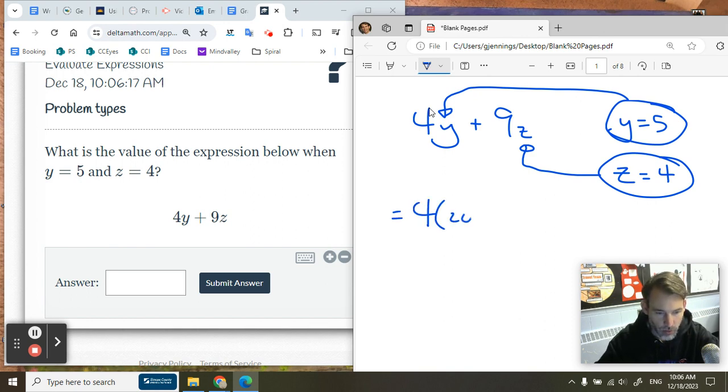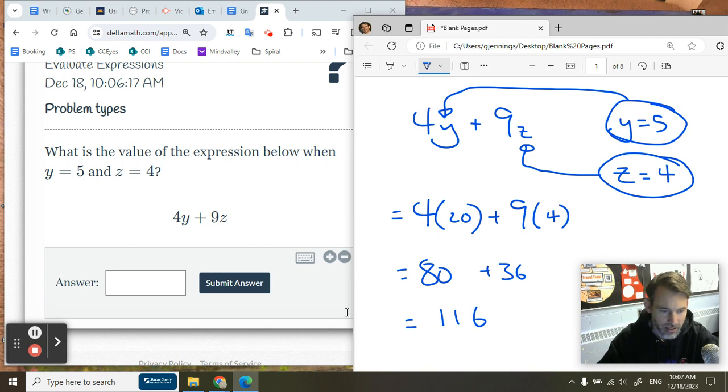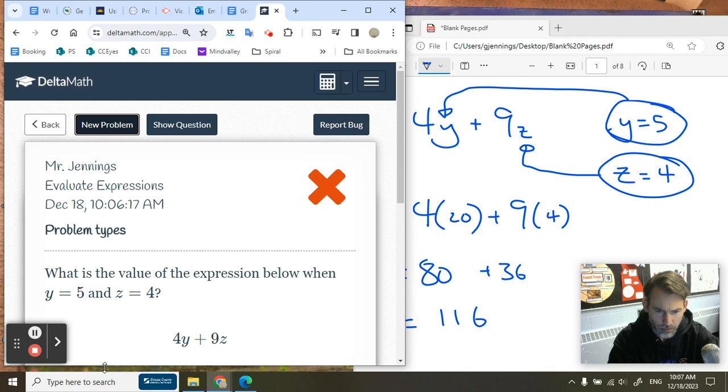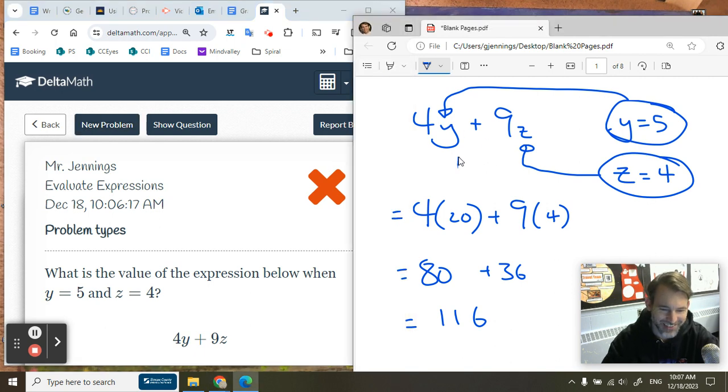4 times 20 plus 9 times 4. Evaluate. 4 times 20 is 80. 9 times 4 is 36. So this adds together to 116. Oh, what did I do? I see what I did. I did not put 5. I put 20. You see what I did?